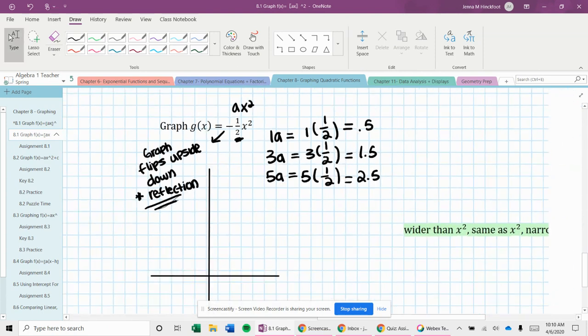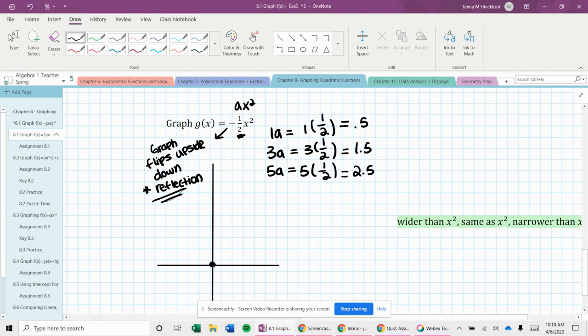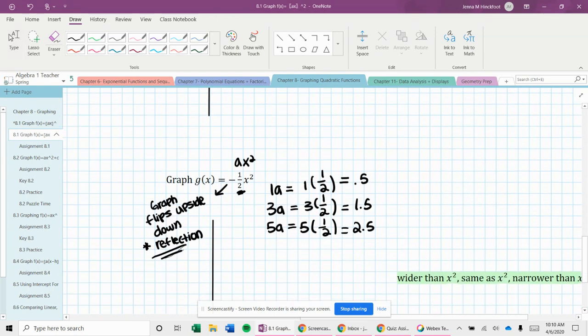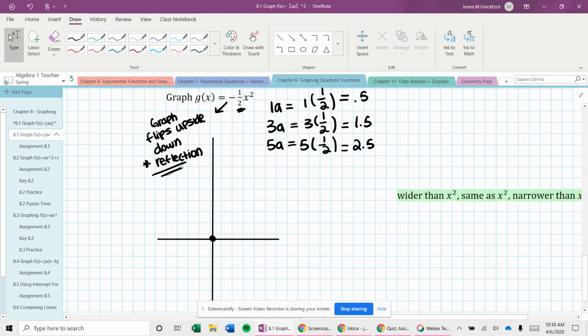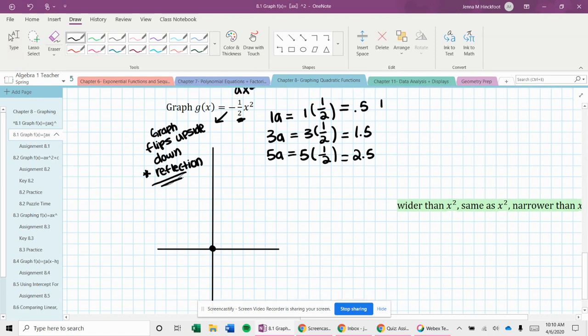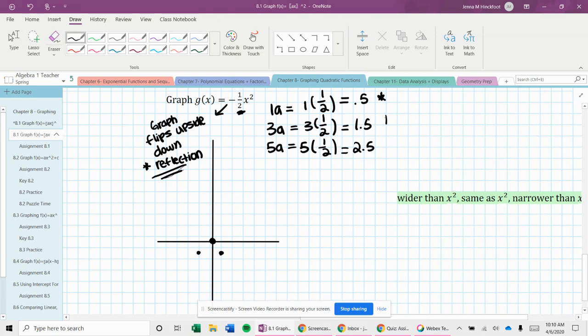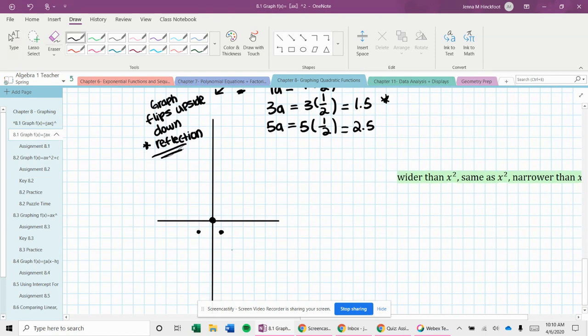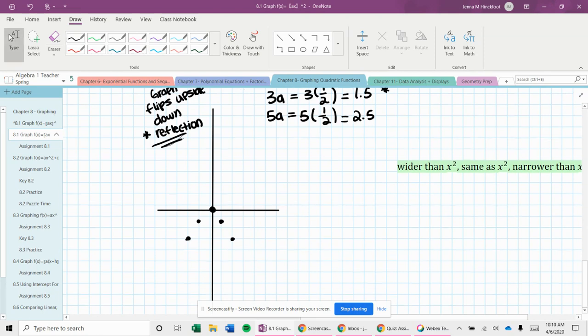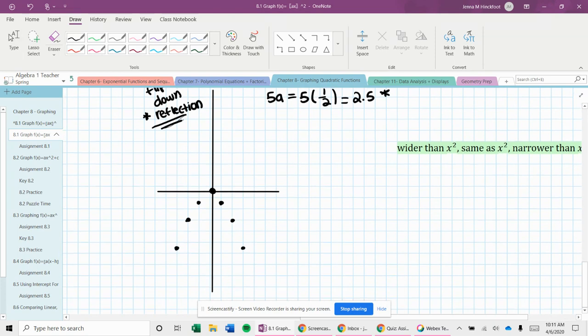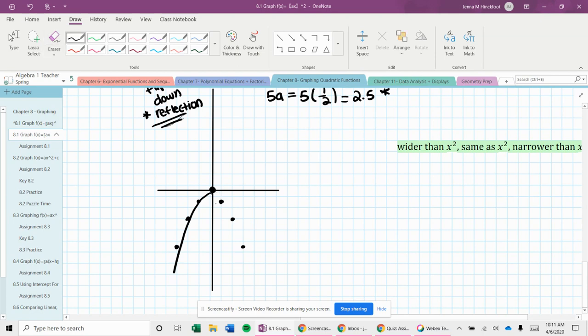So again, you're starting at the vertex, or I'm sorry, at the middle of 0, 0. Just like we did at the first one, but instead of going up, we're going to go down because you have that reflection. So we're going to go down 0.5 to start, and then remember, you always go over 1. What you do to one side, you do to the other. Then from there, we're going to go down 1.5, and then over 1. And then we're going to go down 2.5. Always go over 1, and then connect your parabola.